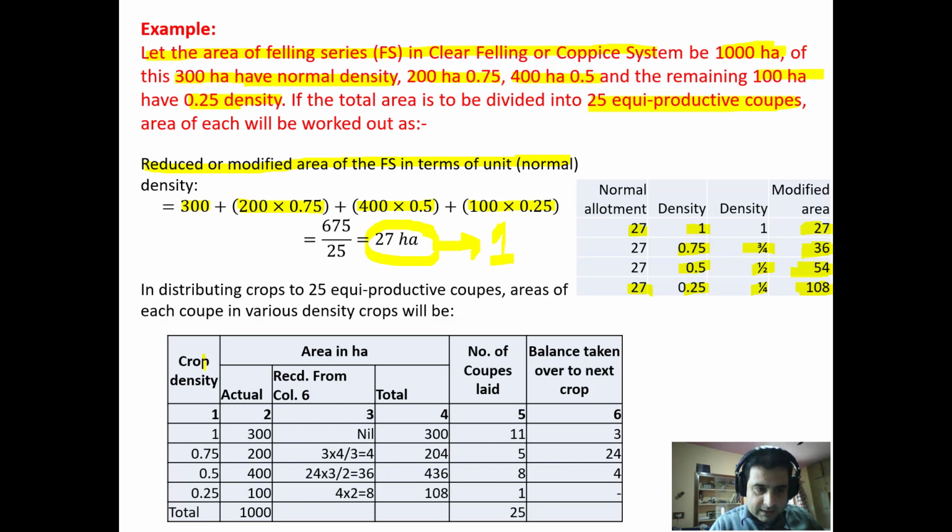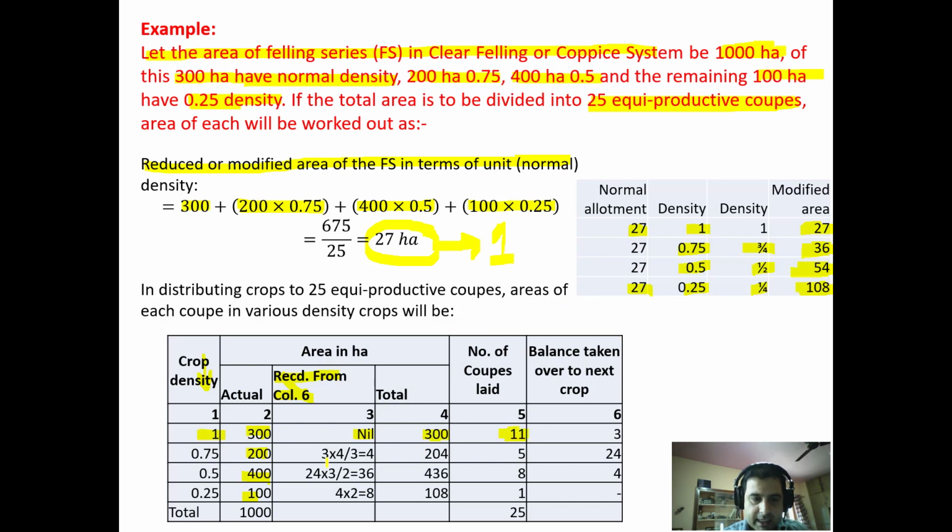Now you can see the crop density column 1, 0.75. This is the actual area which we have given under different density classes. In the first column it is asking for the area received from column 6. We don't have anything currently from column 6, so we write nil. So the total becomes 300. Now 300 when divided by 27, because this is one density class, becomes 11.